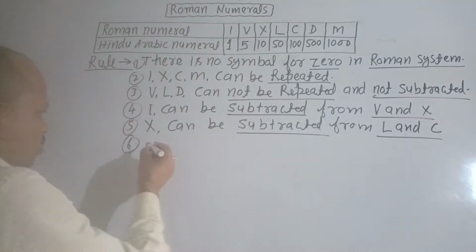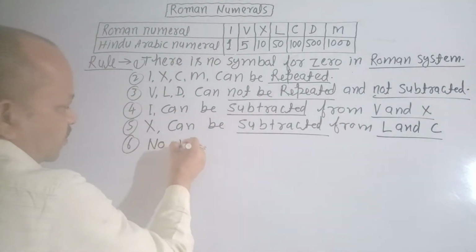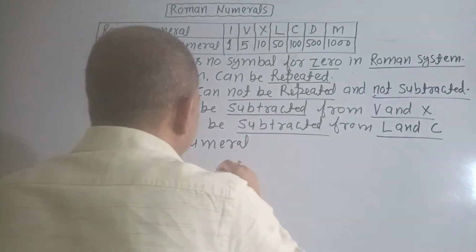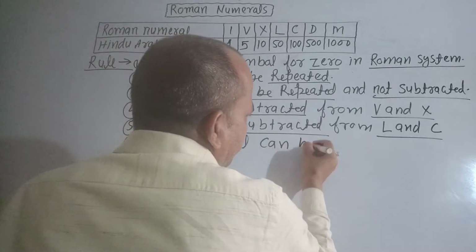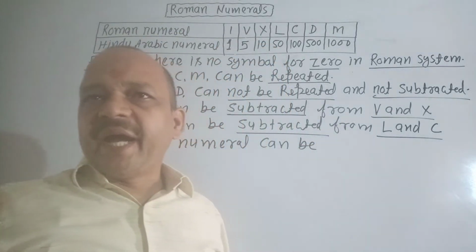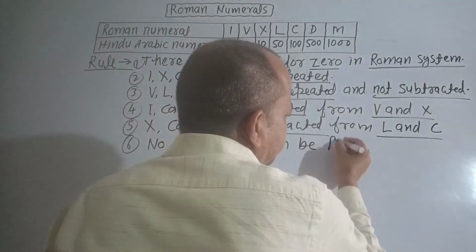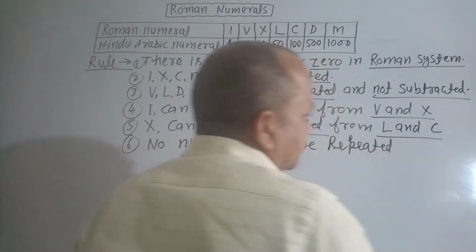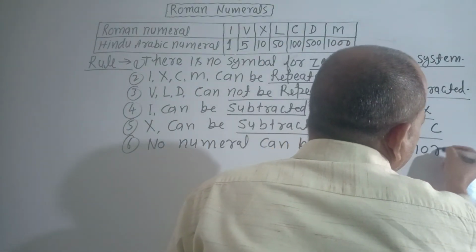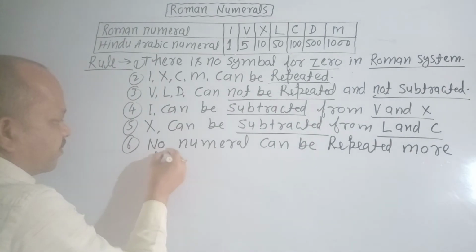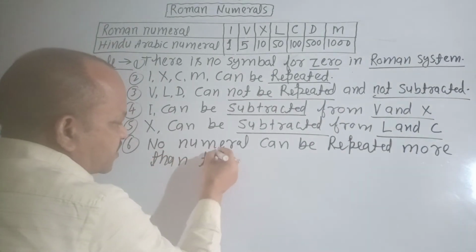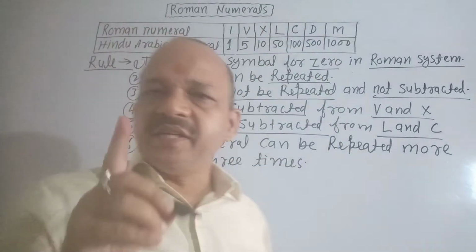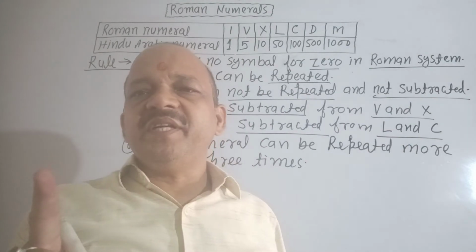Last rule. No numeral can be repeated more than 3 times. It is clear? No confusion about it. Next rule.